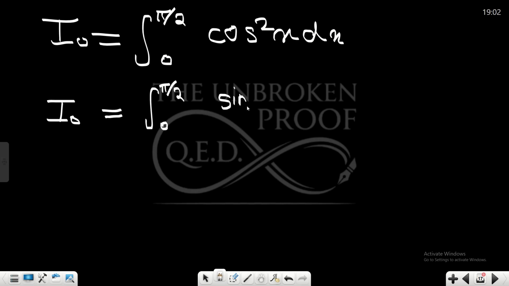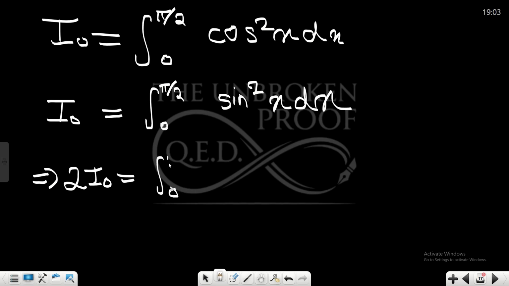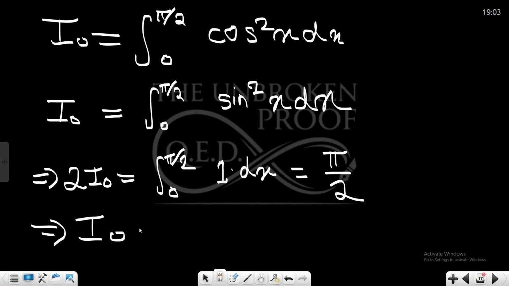So we will have finally sin square x dx, and if you add this, you will get 2 I naught as 0 to pi by 2 1 dx, and if you substitute it directly, you will get it as pi by 2. And this implies I naught is equal to pi by 4. So finally we got the answer of I naught.